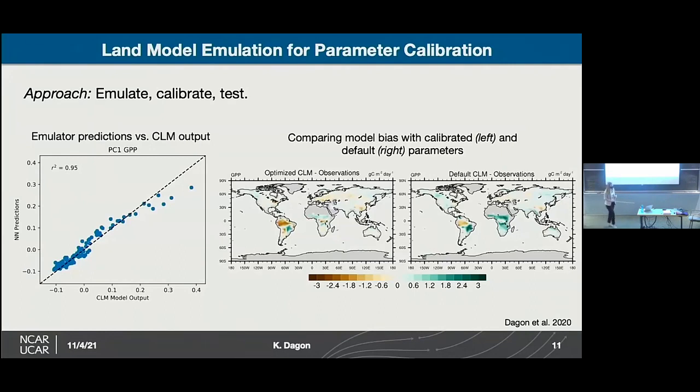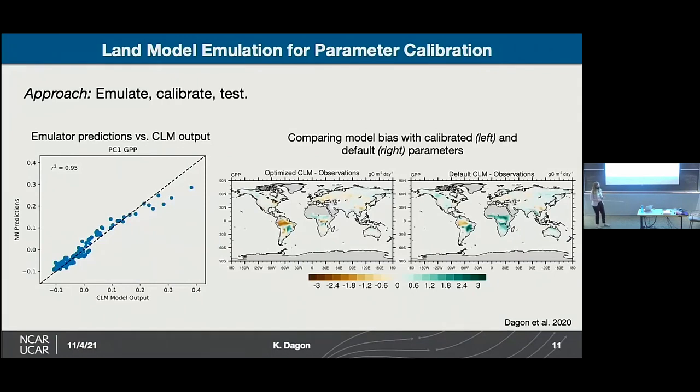I'm skipping over a little bit here, but basically what we have is 6 targets for calibration. We have carbon and water fluxes, and we have the first 3 modes of variability for each of those. So it's not just as simple as saying, okay, let's look at this one metric and find the parameters that best fit the observations to that one metric. But we can still do it.